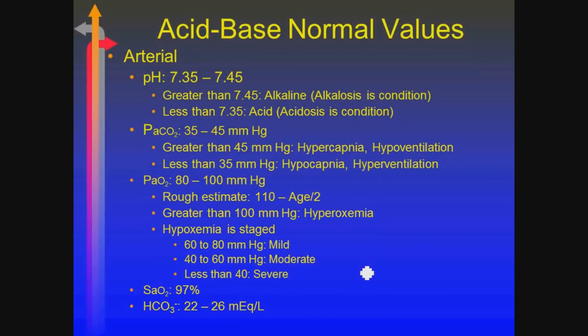pH, 7.35 to 7.45. That's the normal range. Gets above 7.45, we're going to call it alkaline, or alkalosis is the condition. Less than 7.35, we're going to say is acidic, or an acidosis. PaCO2, 35 to 45. Greater than 45, I say that it's alveolar hypoventilation. Less than 35, it's hyperventilation.